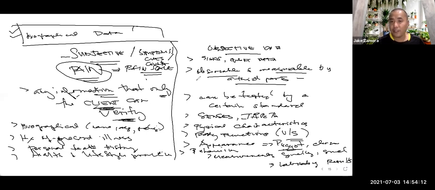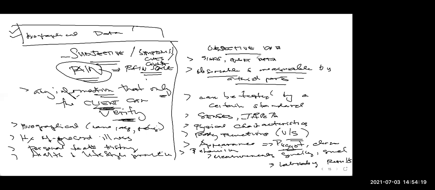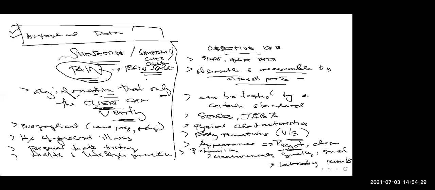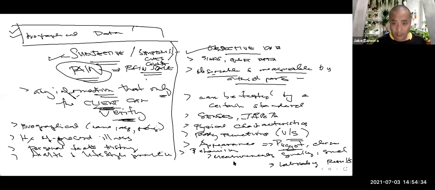These things actually fall under your objective data. Medical records also fall under this one. Laboratory results fall under your objective data. Okay, this one falls under your objective data. So, are we clear with what your subjective and your objective data is? Malinaw ba to?